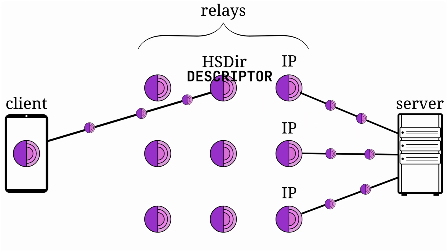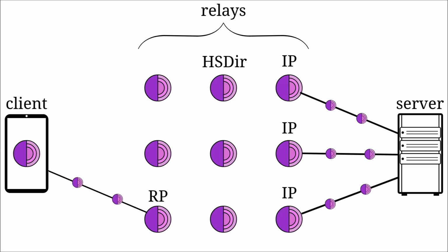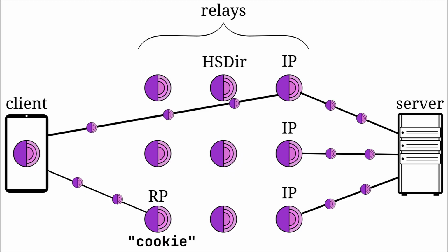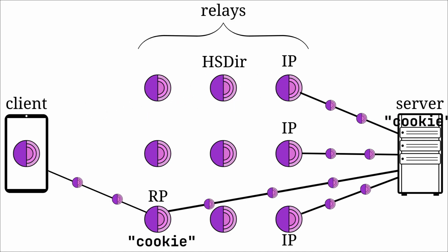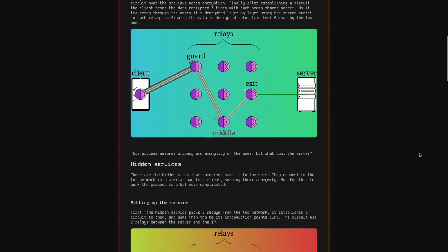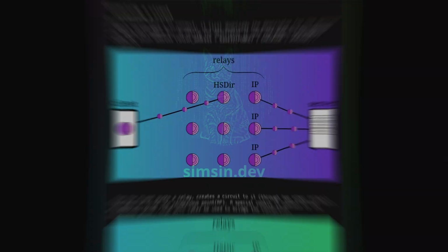Now, when a client wants to connect, it's first gonna download the descriptor from the hidden service directory. Next, the client picks a random node to be the rendezvous point for the connection, connects to it, and gives it a special cookie that will be important later. After that, it creates a circuit to one of the introduction points and gives it information about the rendezvous point and the special cookie. To finalize the connection, the server connects to the rendezvous point and passes the special cookie. If the one given by the client and the server match up, the connection is made and the server and the client are finally talking. This process is much deeper, and if you're hungry for knowledge, check out my website at simsin.dev.